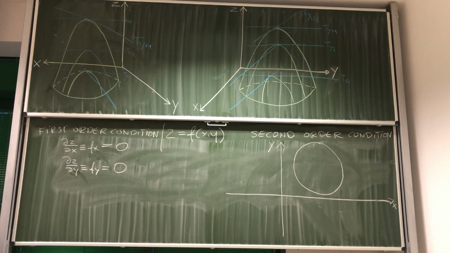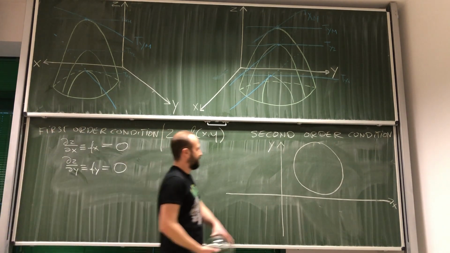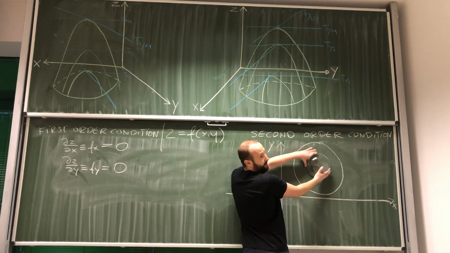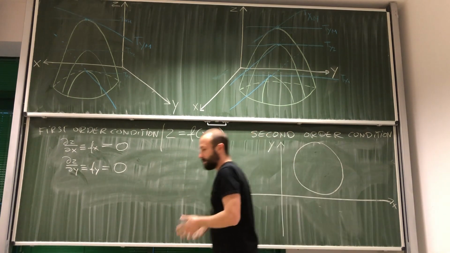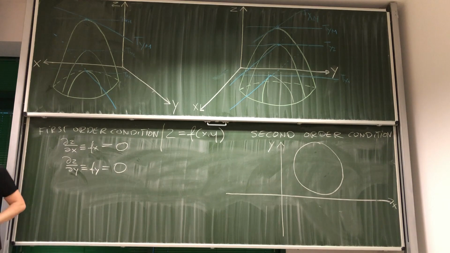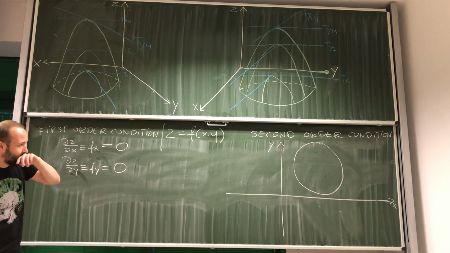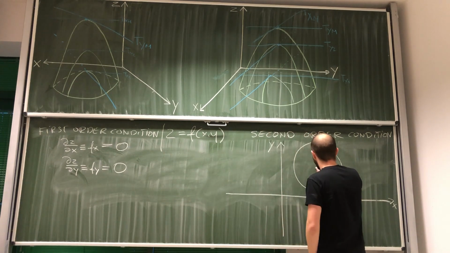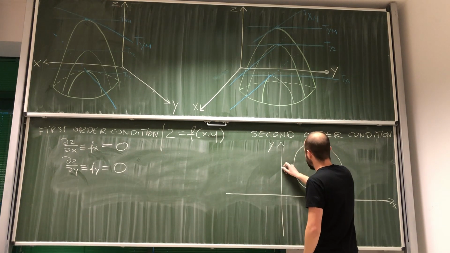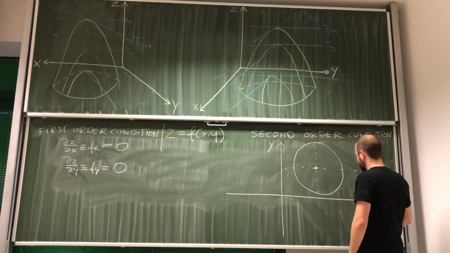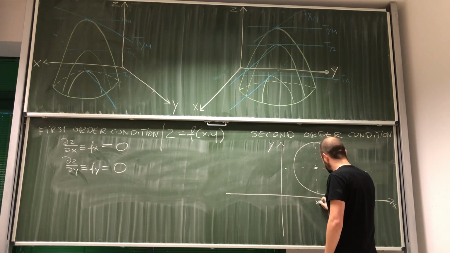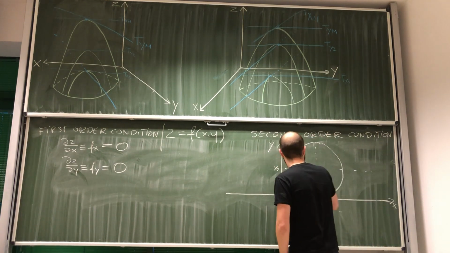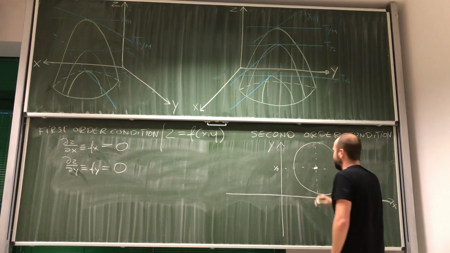Look, basically, now we've got this. So, we know now, using the first order condition, that let's just say that this point, let's note it as x0, y0, is our maximum.